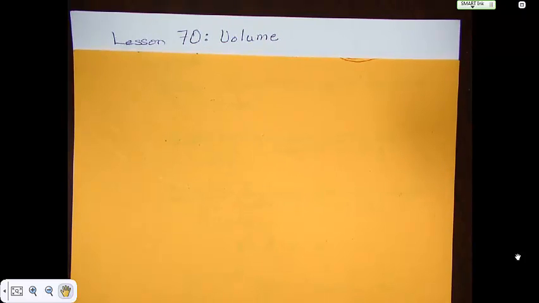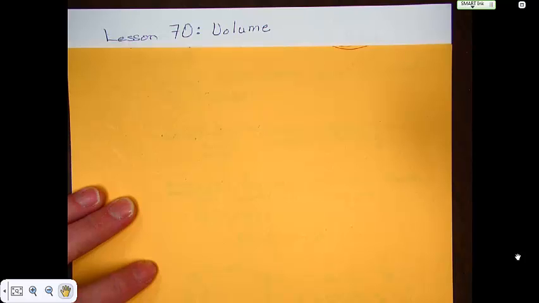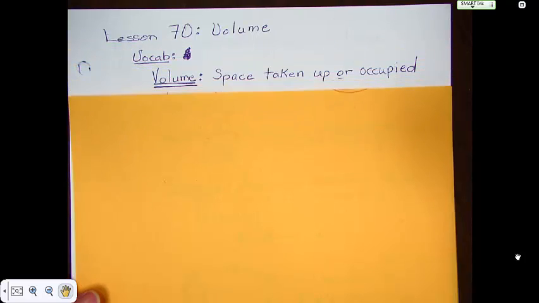Hi there. Today we're going to talk about Lesson 70, and Lesson 70 has a lot to do with volume. If you remember, not too many lessons ago, I talked about geometric solids, and geometric solids are very related to volume because typically once we start talking about geometric solids, we begin to talk about how we can fill those solids up. And when we're filling those up, we are essentially creating volume. And we need to know how to measure that volume.